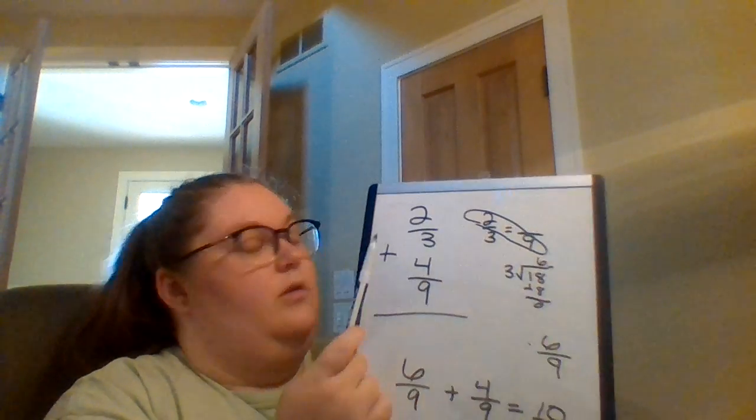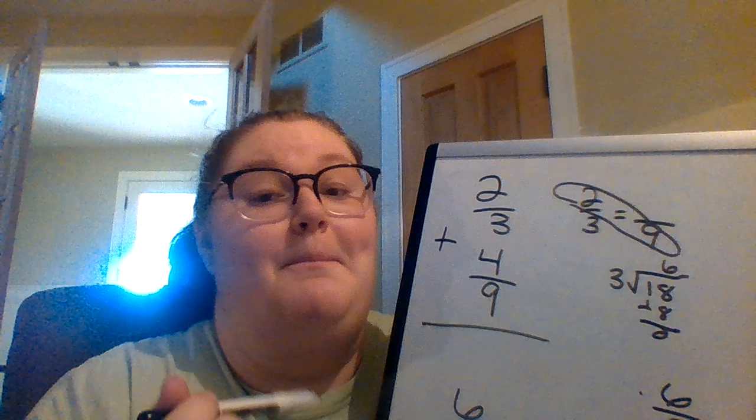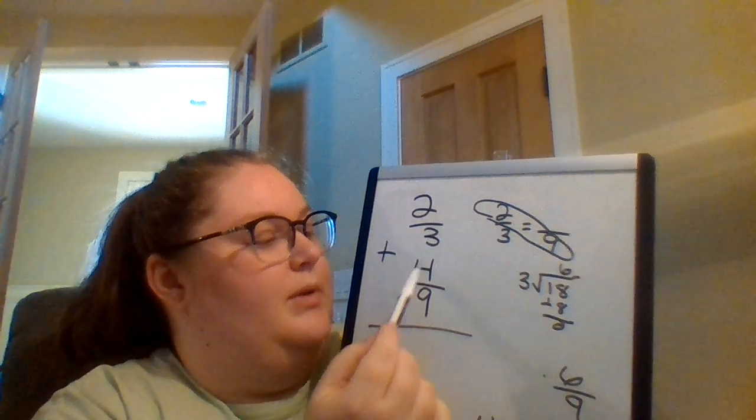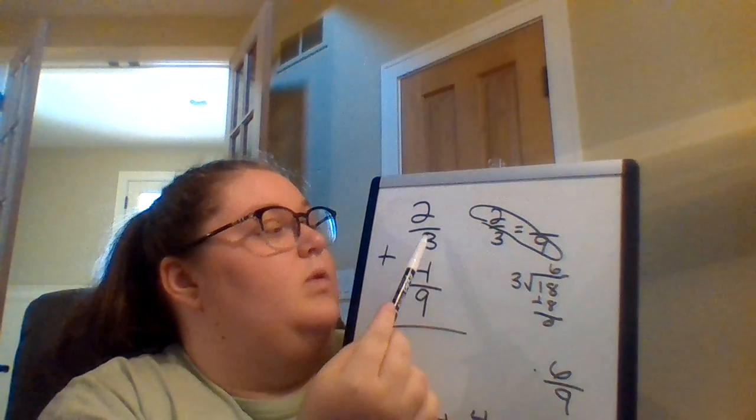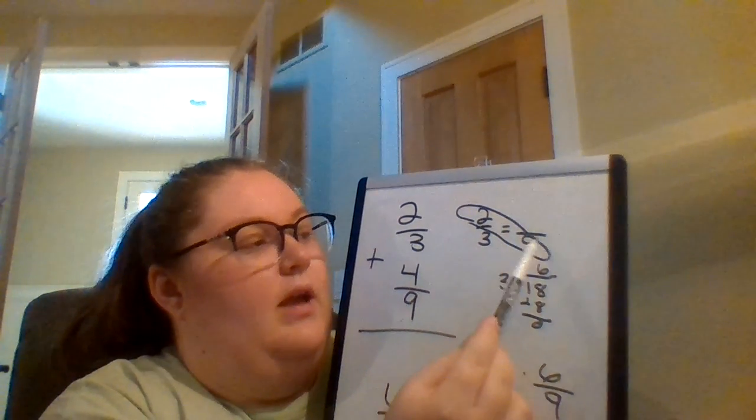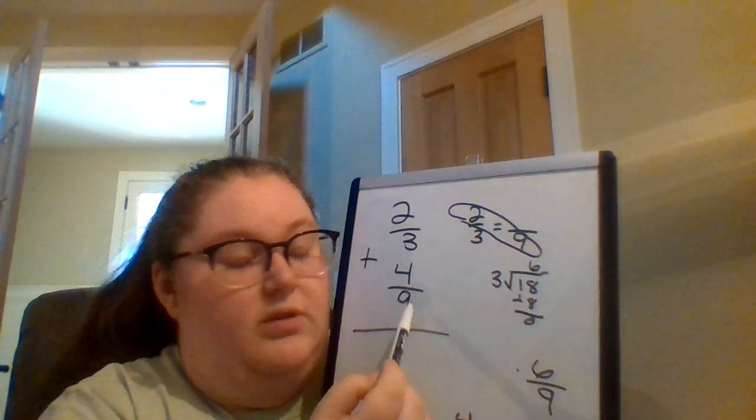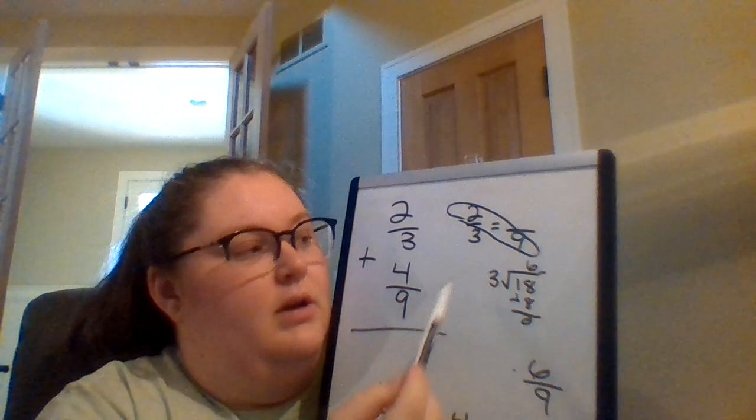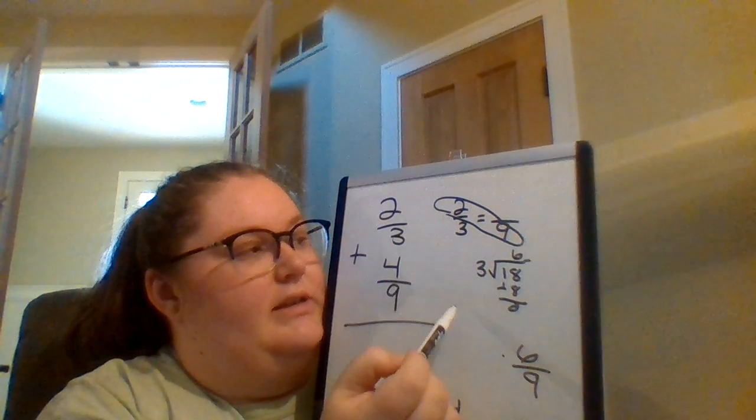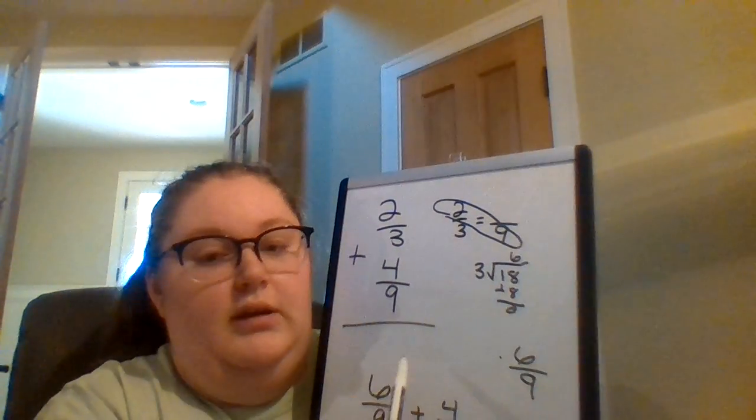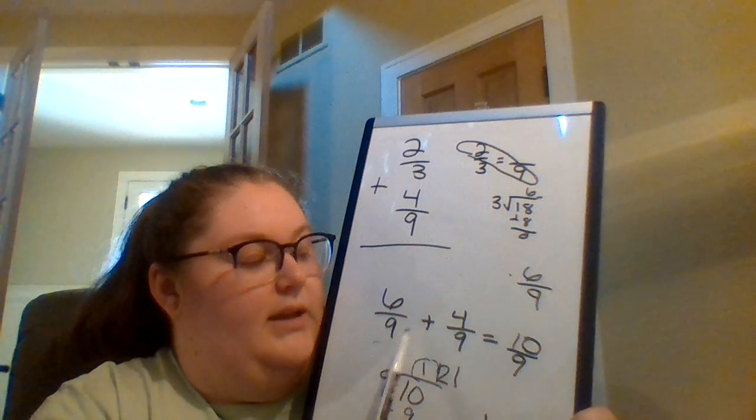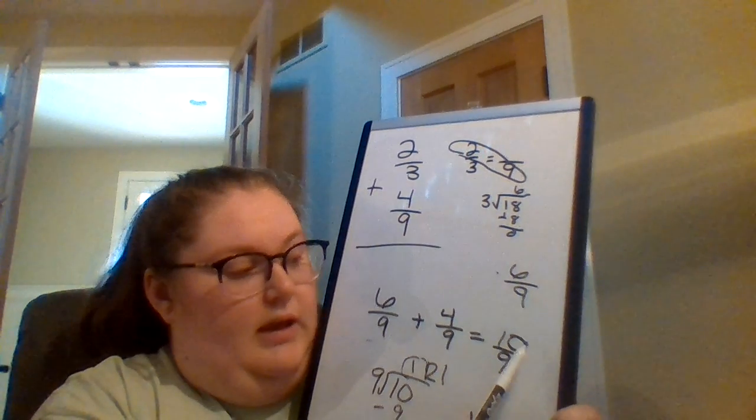Okay, so remember, this is a multi-step problem. So I have 2/3 plus 4/9. I'm going to change my 2/3 to a denominator of 9 because I want them to be the same. So I'm going to do my loop method. When I do 2 times 9, that is 18. Then I do 18 divided by 3, and I get 6. So then my new problem is 6/9 plus 4/9, and I get 10/9.